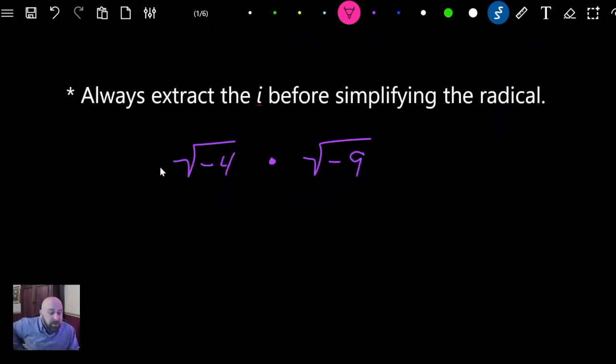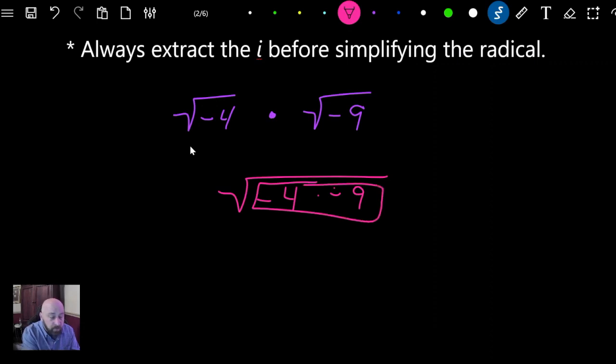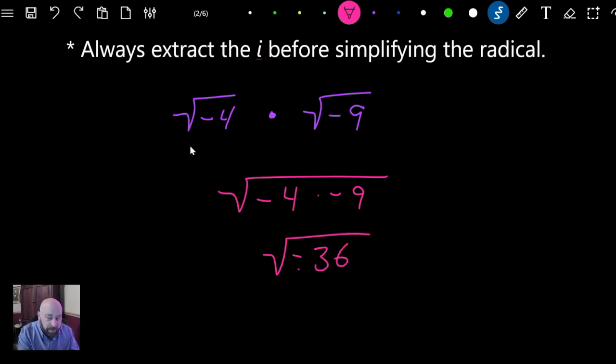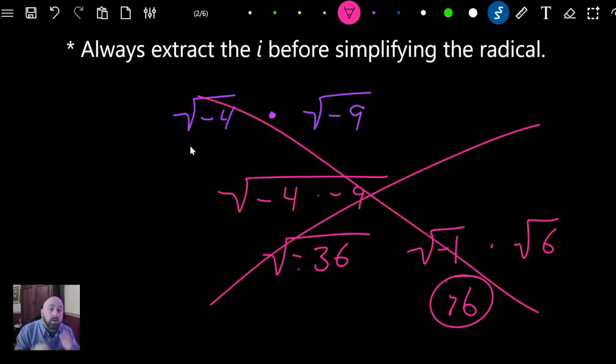Look down here. It says always extract the i before simplifying the radical. So don't do this. This is a no-no, okay? So don't take this and say, oh, okay, I'm just going to go ahead and combine this, because we've done this before, square root of -4 times square root of -9. And so then you're like, okay, I'm just going to multiply this now, and so I'm going to get square root of -36. So I'm just going to take out my i, so -1, and then take out my square root of 36, which is 6, and I'm going to get i times 6, right? No, no, no, you did it all wrong, okay?